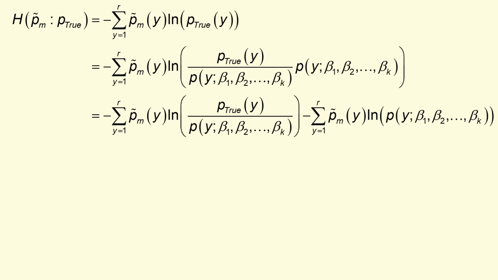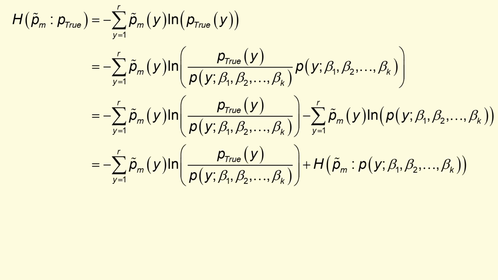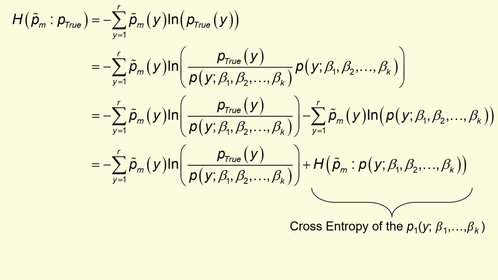So we have this first term minus the sum over y equals 1 to r of the empirical distribution of y times log of the model. And that is cross entropy. So we have this first term plus the cross entropy of the empirical with respect to the model. So the first term is called bias.